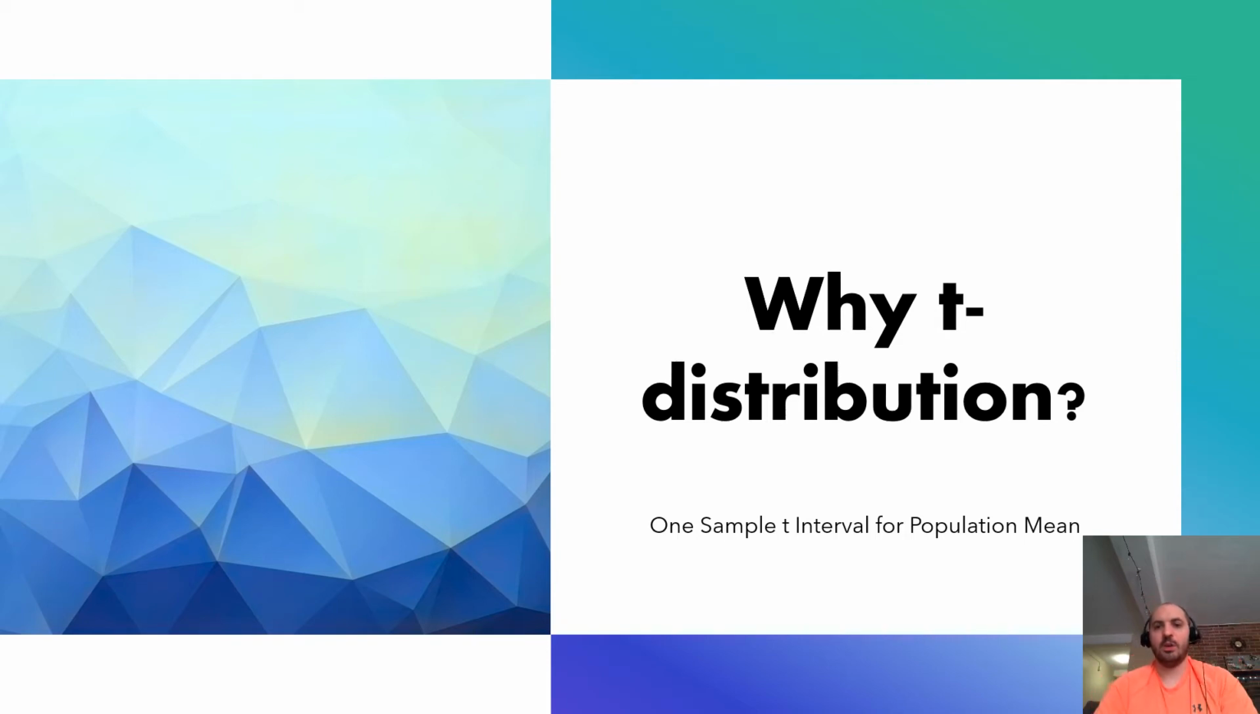Welcome to my channel. Today we're going to be continuing my video series on confidence intervals, and in particular asking the question, why t-distributions? So when you talk about using one sample t-intervals to estimate your population mean, why are we using a t-distribution and not a standard normal distribution? So your z-scores, like you did when you looked at proportions. So we want to investigate that a little bit more in this video today.